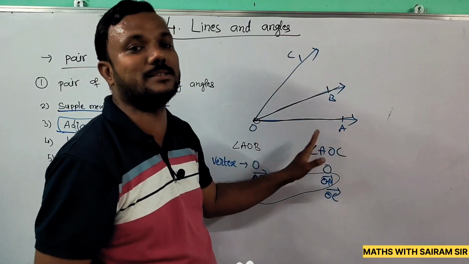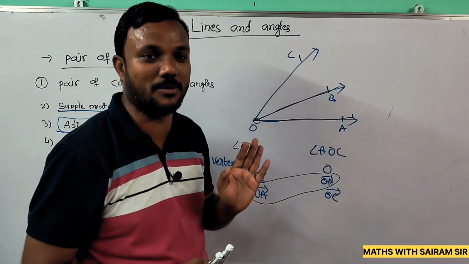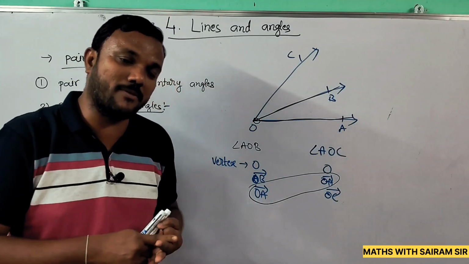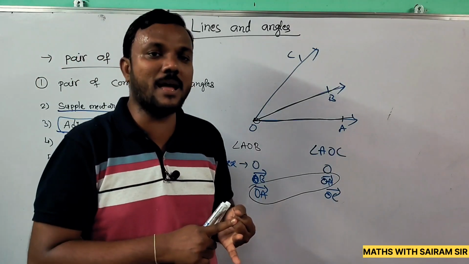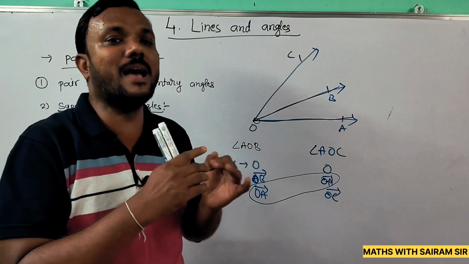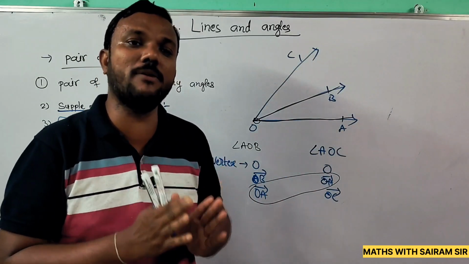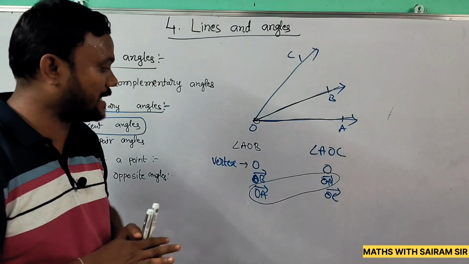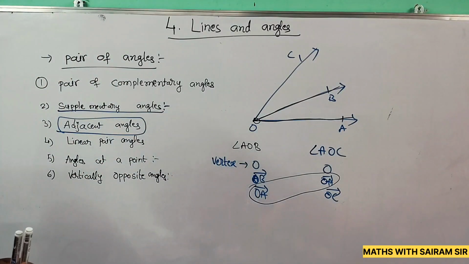So these two angles are not adjacent angles. To say two angles are adjacent angles, there must be a common vertex and a common arm, and the non-common arms should be on either side of this common arm. Only then should we say that two angles are known as adjacent angles. This is about adjacent angles.